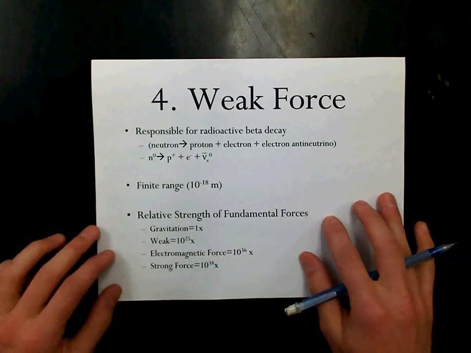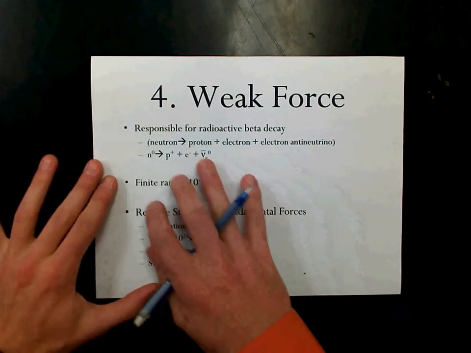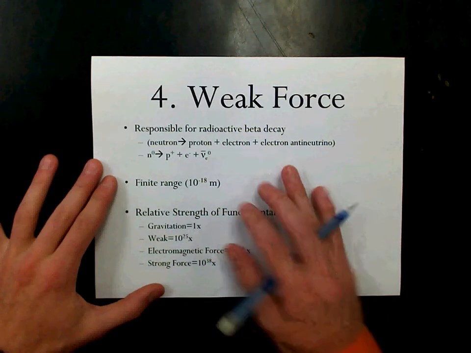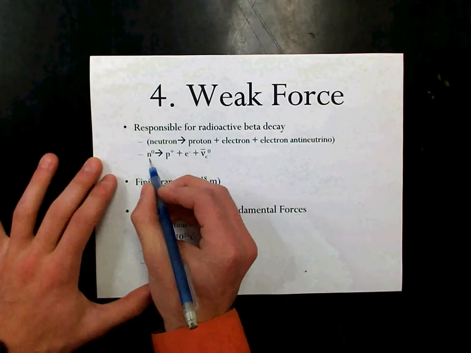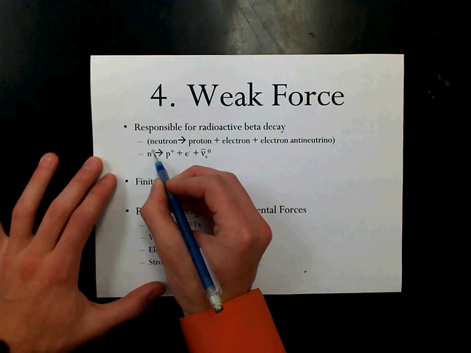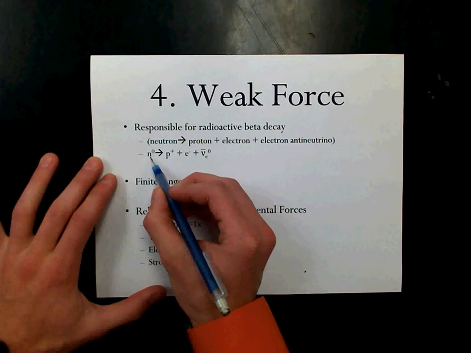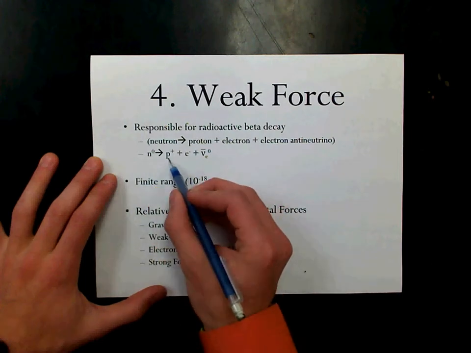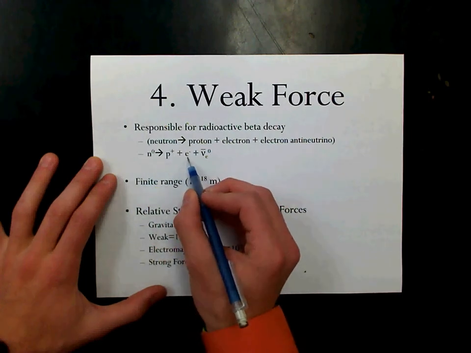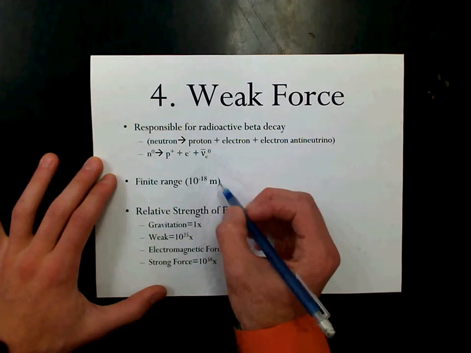The final force we have is the weak force. The weak force is still important. It's responsible for radioactive beta decay, and this is when a neutron, n to the 0, meaning it's got no net charge, breaks apart into a proton, an electron, and what we're going to call an electron antineutrino. Don't get scared by this. We'll go over it a little bit.